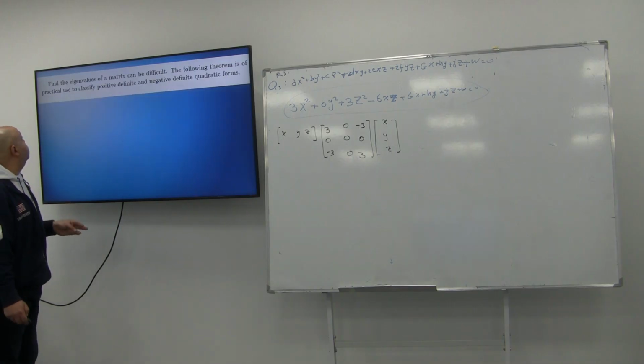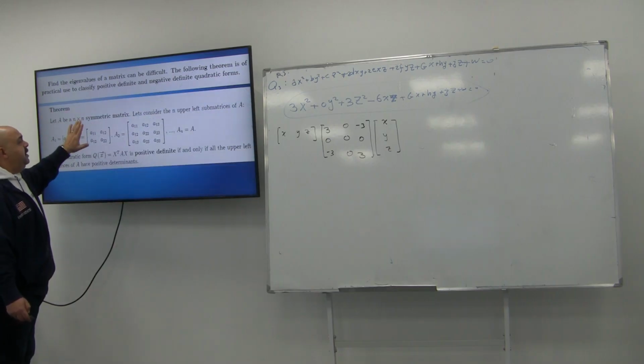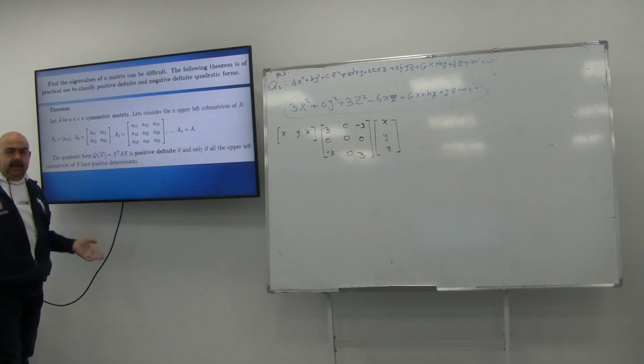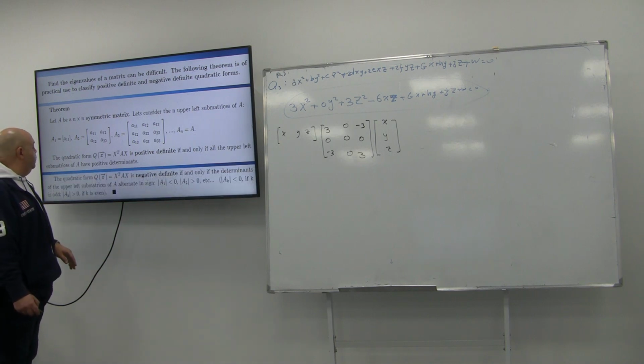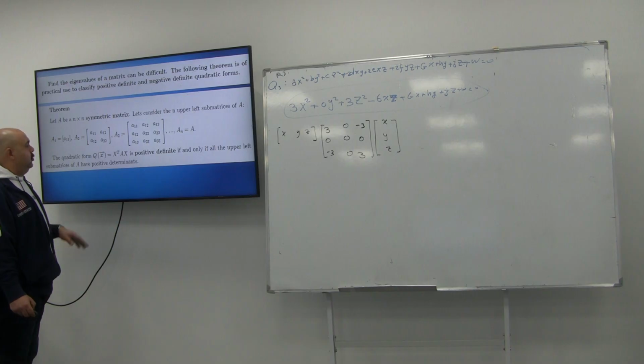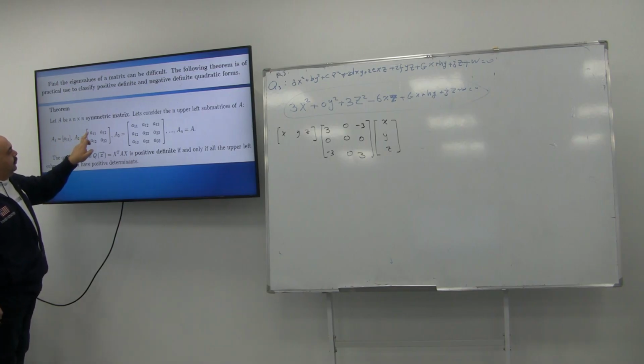negative eigenvalues. Here, finding the eigenvalues of matrices can be difficult. The following theorems may help you know if it is a positive definite or a negative definite. I will go through them simply. All you have to do is to get the upper left matrix, which is A11. Then I will go through A11, A12, A21, and A22.